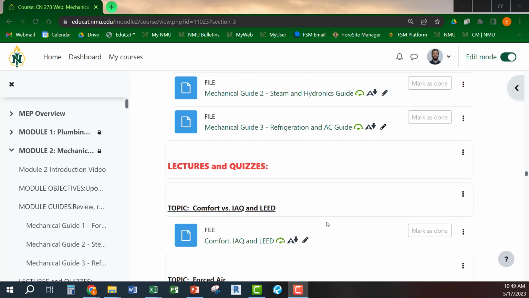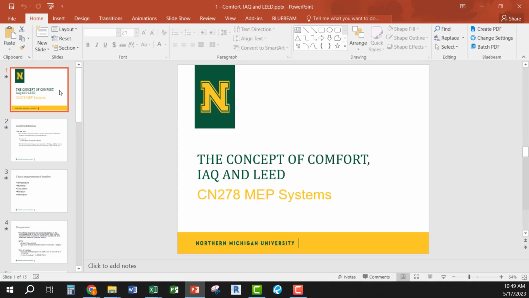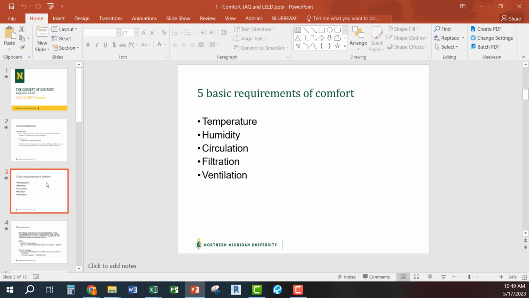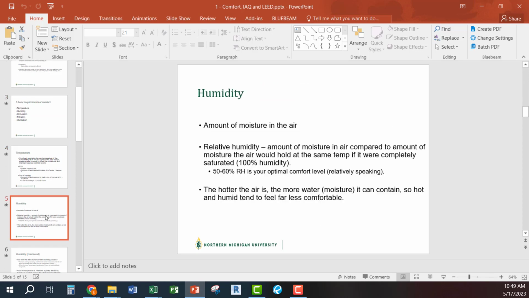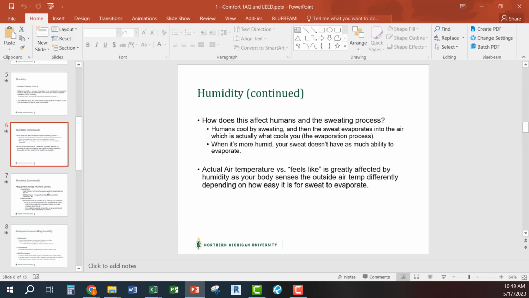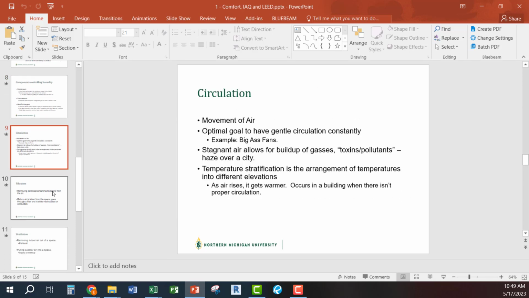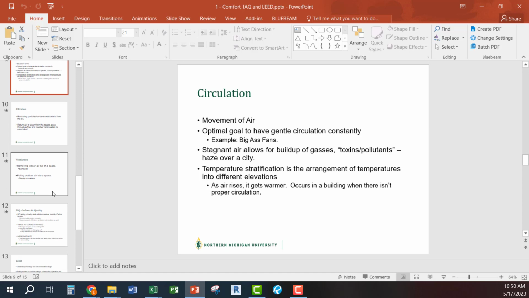The one topic I threw in as an extra is comfort versus indoor air quality and LEED. So there's a brief PowerPoint on that. The basics of comfort is obviously what we're trying to accomplish when it comes to mechanical systems and HVAC units. I'll let you go through these: understanding temperature, humidity, circulation, filtration, and ventilation, right?